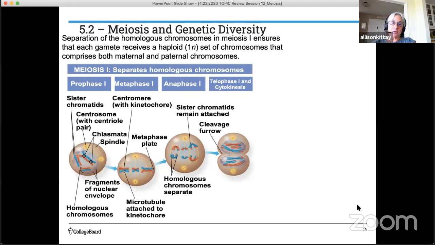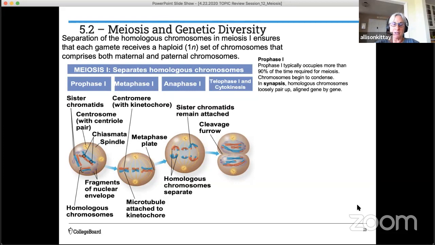So I'm going to take a quick trip through the stages of meiosis. Again, it's really not crucial that you know the exact events that occur in each stage, but there are some key differences in meiosis that I want to point out. So the first thing that I want to point out in meiosis 1 is we're going to separate homologous chromosomes, and that prophase 1 is very different in meiosis than it is in mitosis.